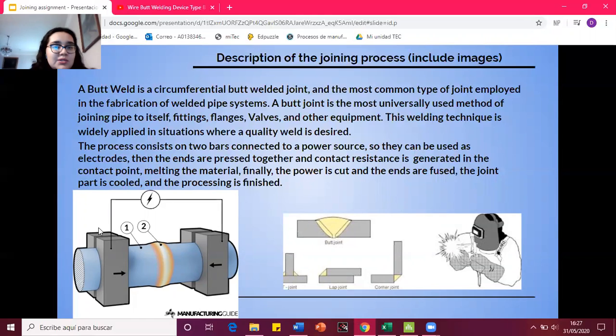This process consists of two bars that are connected to a power source so they can be used as electrodes. Then the ends are pressed together and contact resistance is generated at the contact point. And this causes the melting of the material. And finally, the power is cut and the ends are fused. The joint part is cooled and the processing is finished.